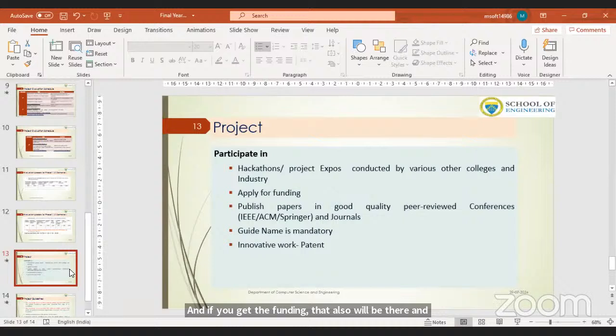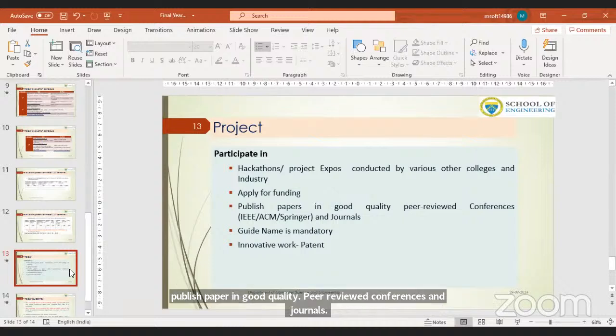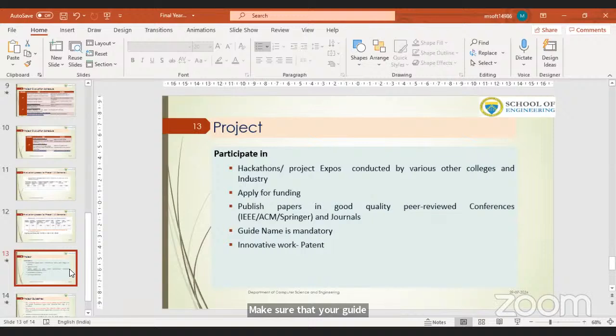Make sure that your guide name is included in that, otherwise that paper will not have any value, that means we will not allocate any marks for that paper in any of the reviews. And for any innovative work, as I told, you can go for a patent as suggested by your guides.